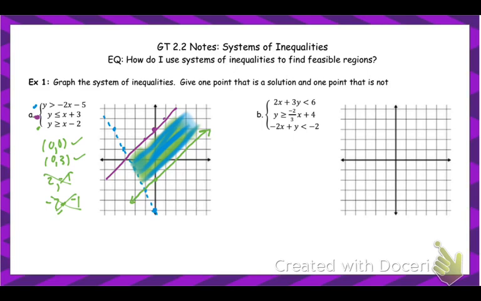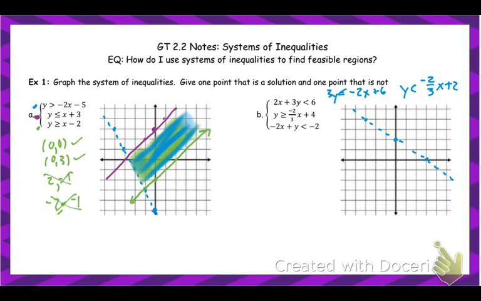All right, so go ahead and pause the video and try B. All right, in order to graph B, I need to start by getting y by itself. So I've got 3y is less than negative 2x plus 6. So y is less than negative 2/3 x plus 2. Y-intercept of 2. Slope of negative 2/3, so down 2 over 3. This one is going to be a dotted or dashed line because it's just less than, it's not or equal to.